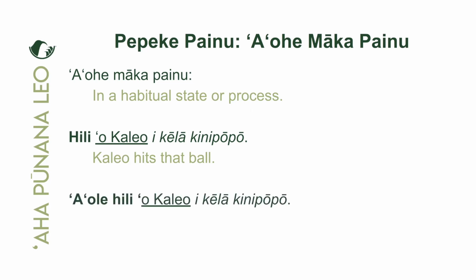And here is the negative form. ʻAʻole hili ʻo Kaleo i ke kini pōpō. Yeah, so this is the opposite of the positive statement. Now this is the negative. Kaleo does not hit that ball. Okay? Maikaʻi, there's no tense involved. So ʻaʻohe māka painu. Maikaʻi, good review on this one.